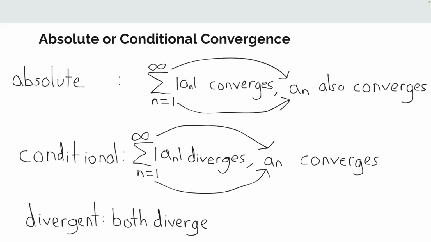So you can use this to your advantage to save time. For example, if you find out that the absolute value of a series a of n converges, then we 100% know that the actual series a of n will also converge. Yeah, that's an example.